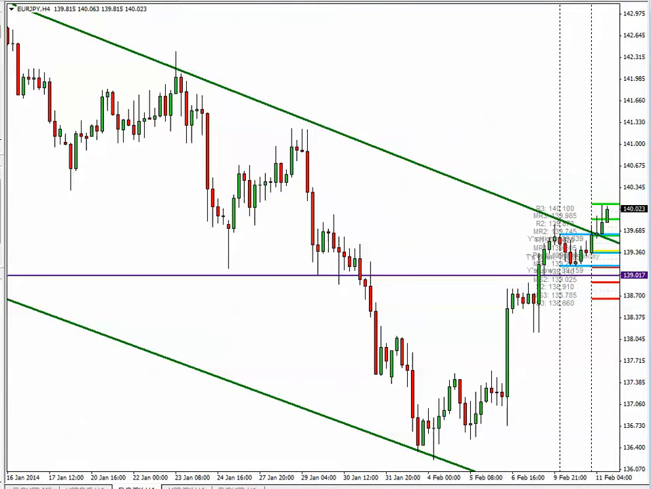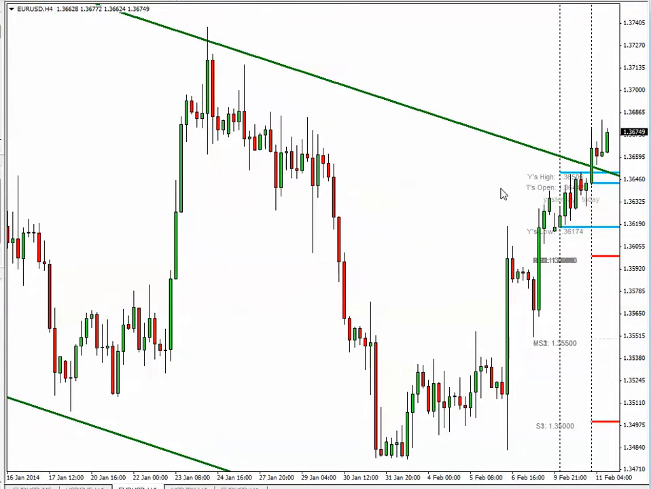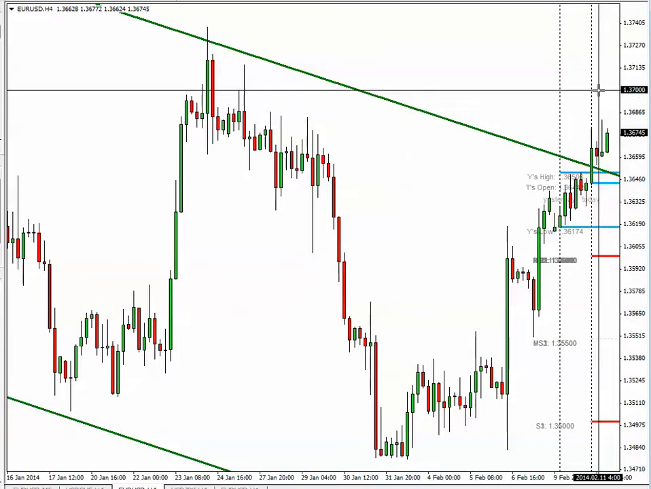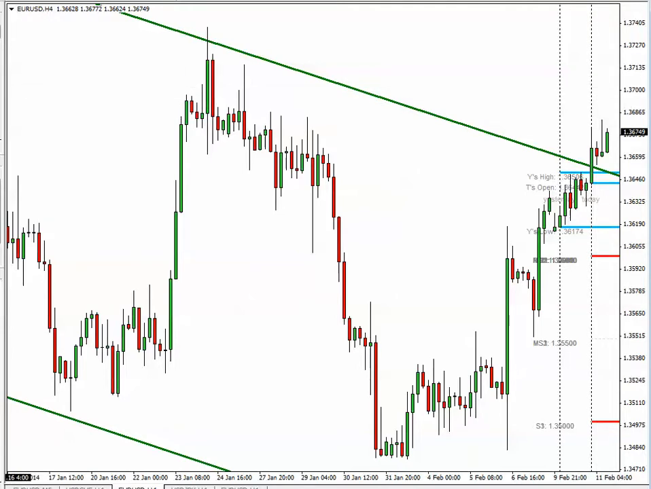Let's move quickly to the euro dollar to see the bias for this potential move to the upside. We did have a signal at 1.3650, and currently we're trading in our first target area at 1.3680. Our second target is at 1.37. So we're still bullish on this, and like I said, we're still waiting for some follow through to develop in this currency pair.